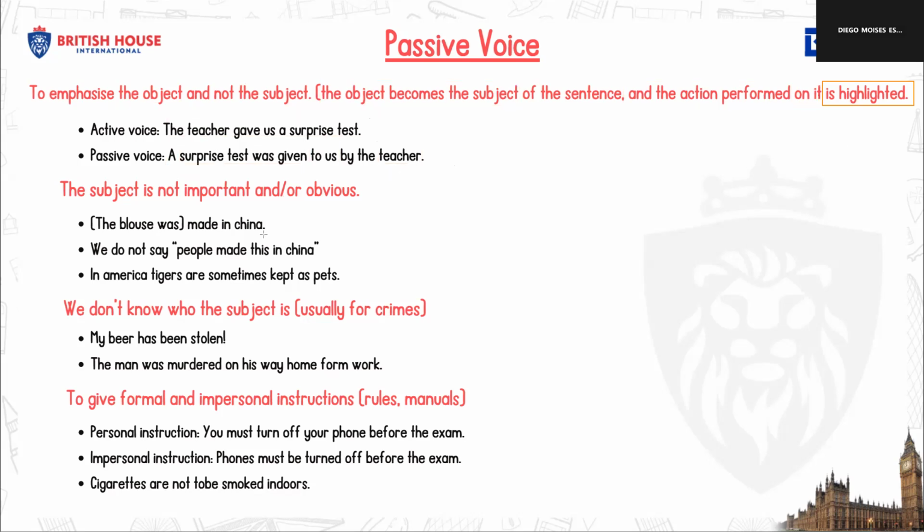Number two, the subject is not important or obvious. Well, this is the same, we saw some examples there. The blouse was made in China. So it's not important who made it. What is important is that it was made in that place, right? We do not say people made this in China. Well, of course, you do not find this on the objects you bought.